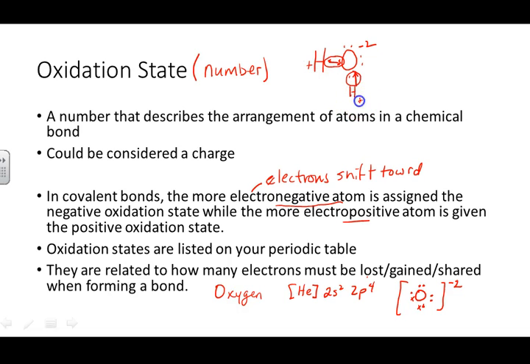But you'll notice that we have 2 positives and 2 negatives. So an important feature of oxidation states in compounds is that the sum of oxidation states equals 0 in a compound.